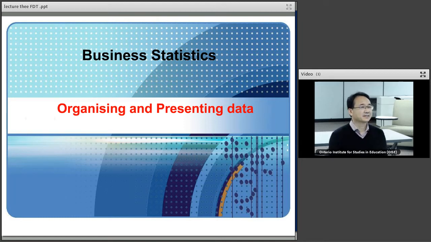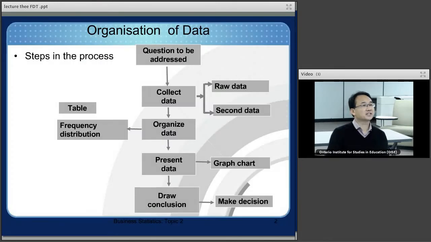Okay, welcome back. We already know that there are two types of statistics. One is descriptive statistics, another is inferential statistics. Descriptive statistics is to describe the data. How do we describe the data? We need to organize and present the data. So what is the process of organizing or presenting a set of data?